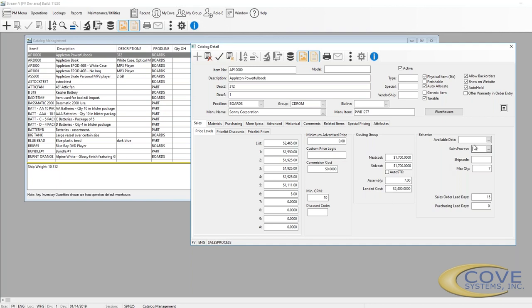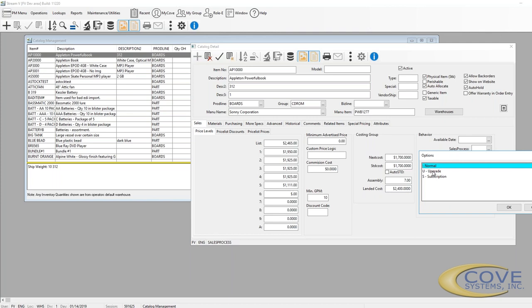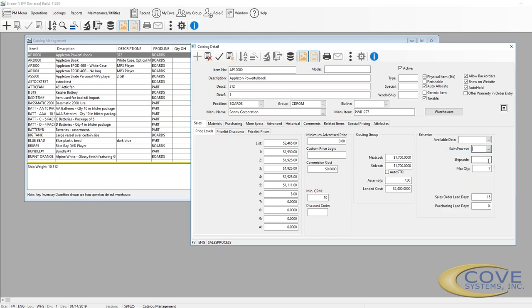Then on this tab, we have behavior. Availability date is the earliest date that this item can be sold. And then you have the sales process, which is normally blank, but you have 2 additional sales processes, whether this is an upgrade item or a subscription. And these are used primarily in the software business. Ship code lets you identify if there's any special shipping requirements.